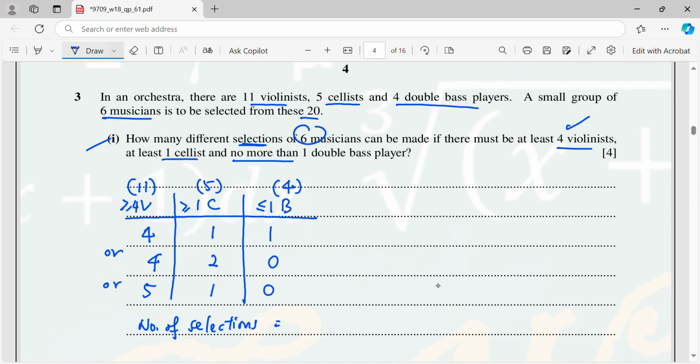So for the first combination, I need to choose 4 from 11. Therefore, the working is 11C4, followed by times 5 choose 1, followed by 4 choose 1. This is for the first case. Or is plus. Now to choose 4 from 11, again it is 11C4, followed by choose 2 from 5, so 5C2. The 0 no need to write because you do not choose any B. Okay, or choose 5 from 11, so 11C5, followed by choose 1 from the 5C, so 5C1.